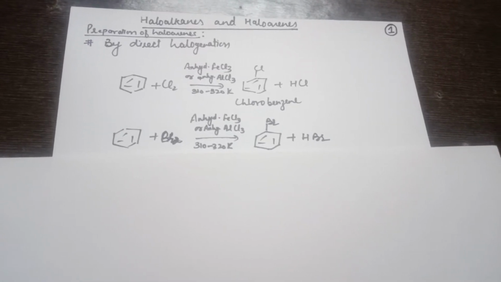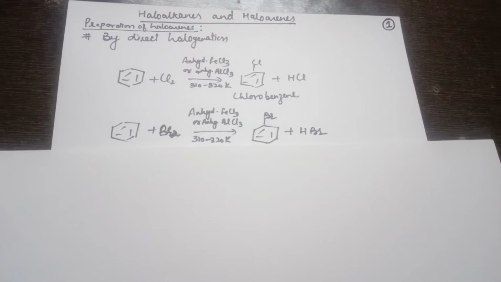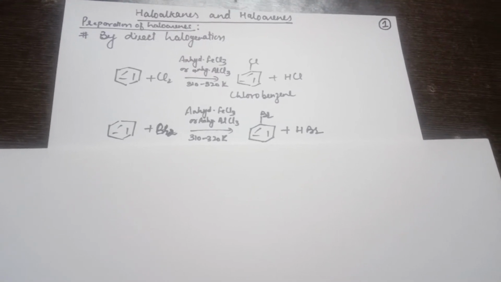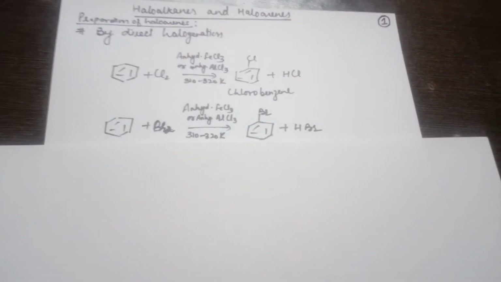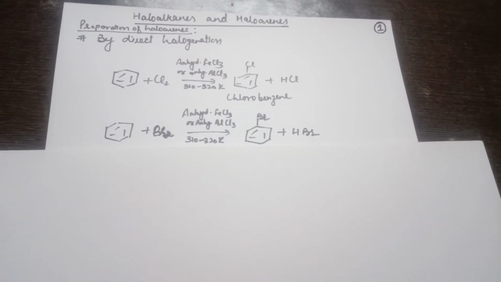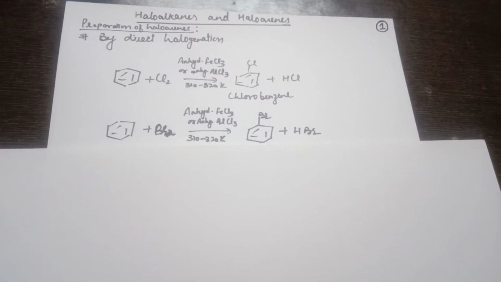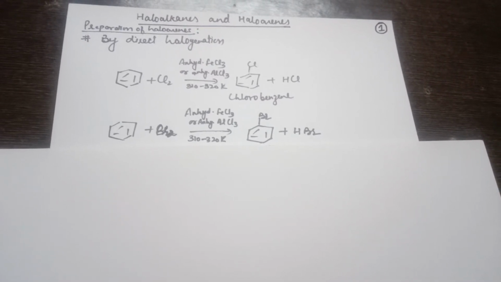Students, before the holidays, we left our topic on preparation of haloarenes. So I'm starting from the same point. Preparation of haloarenes can be done by direct halogenation. And in that direct halogenation, we can prepare chlorobenzene as well as bromobenzene.